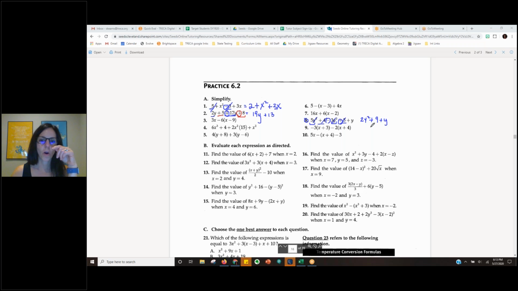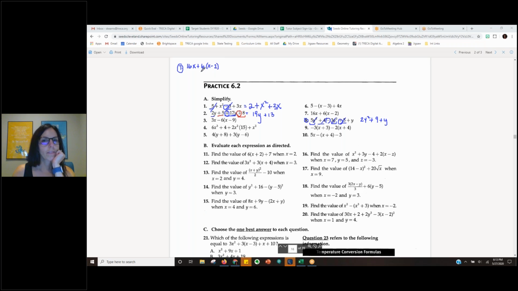I'm actually going to go now to number 7, but I'm going to rewrite number 7 at the top because we're getting a little squishy. So I'm in the top left corner right now. I'm going to rewrite number 7, and it's 16x plus 6 times the quantity. That's what that parenthesis means, x minus 2.